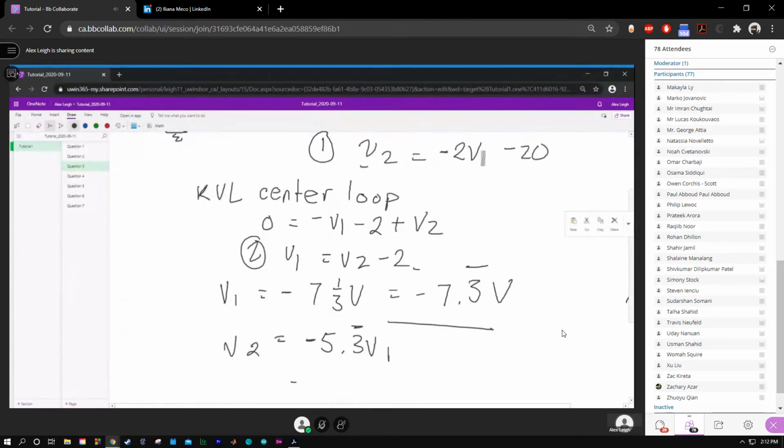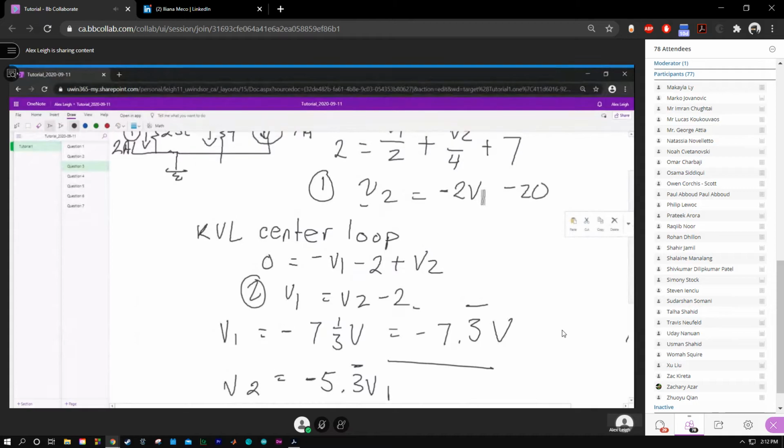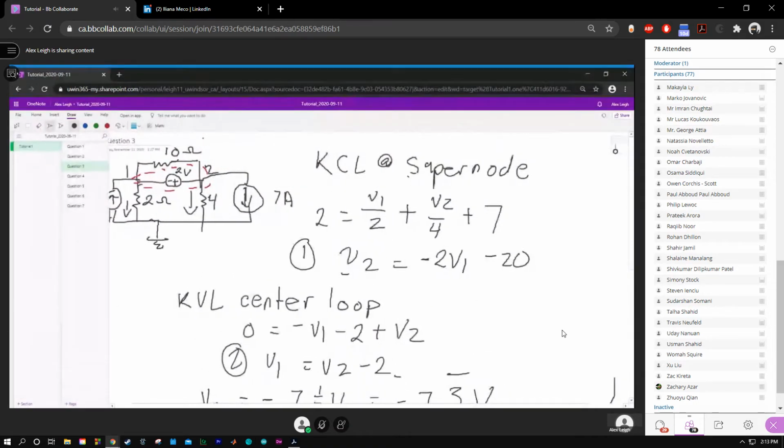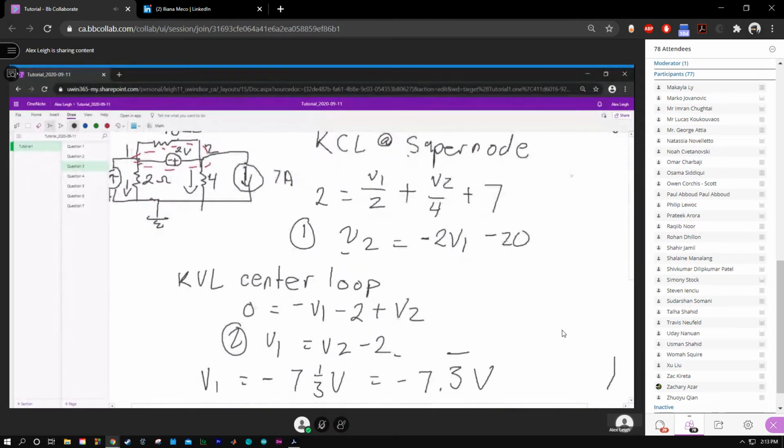Does that make sense? Basically, the only information we get from the KVL is that they are 2 volts apart, which we see on the schematic, right? Because there's a 2-volt source between them. But we follow the rules and make sure all the laws are satisfied. It's a much more formal solution. Are there any questions?